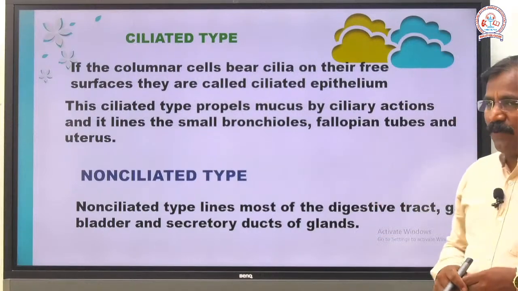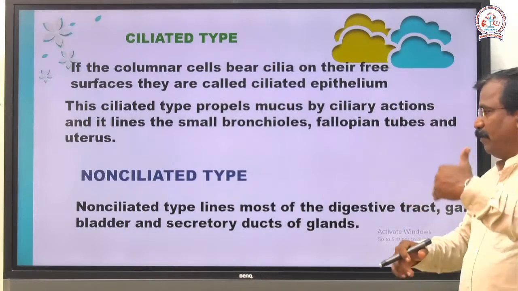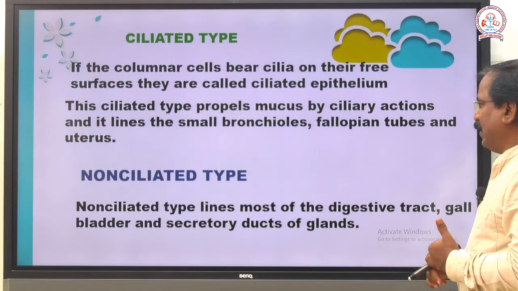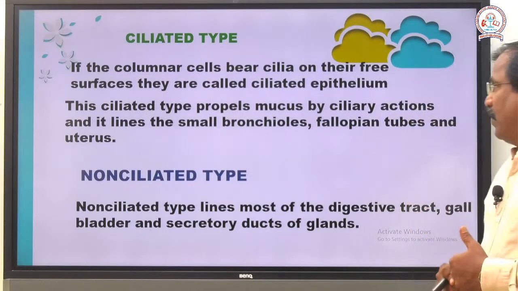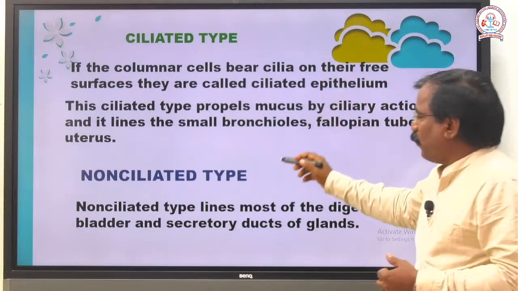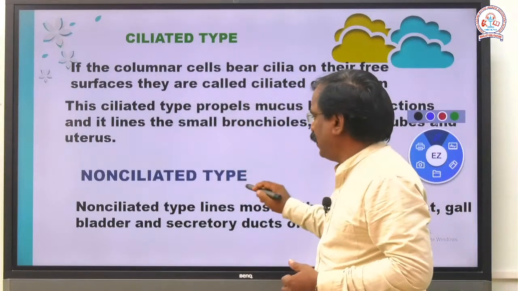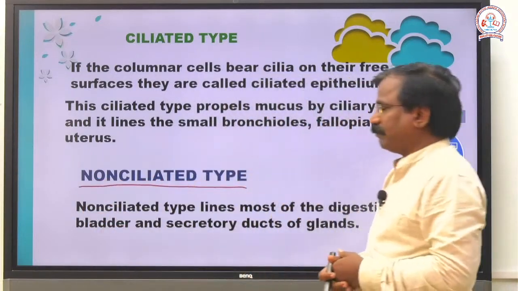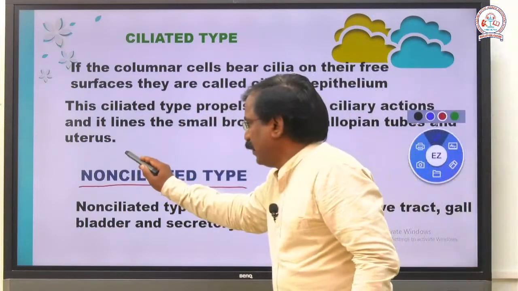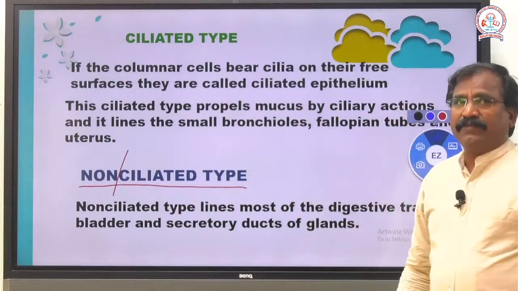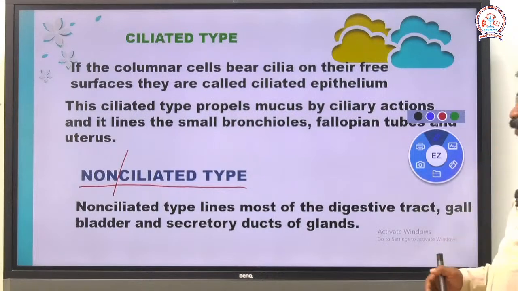And there are types over there. The epithelium is ciliated, which we have seen, and there is also the non-ciliated type. Some columnar types are non-ciliated, with no cilia. Where are they found? Don't get confused, these are subtypes of the columnar.